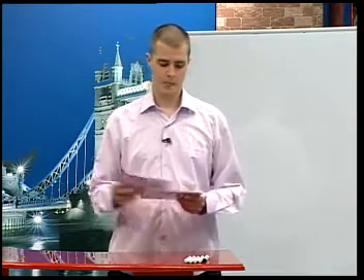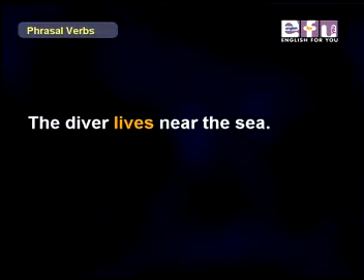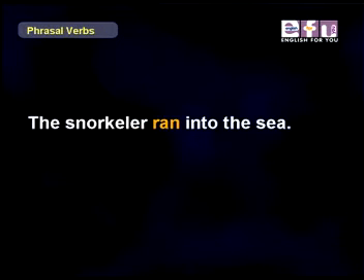There are many phrasal verbs in which the preposition changes the meaning of the verb. The meaning of the two words together is different from the meaning of the verb and the preposition by themselves. So they're different from prepositional phrases. In the first sentence, the place where the diver lives is near the sea. In the second sentence, the diver spends $500 a month. That is his income. In the third sentence, the snorkeler entered the sea running. But in the fourth sentence, the snorkeler met an old friend by chance. To run into means he met someone maybe on the street.